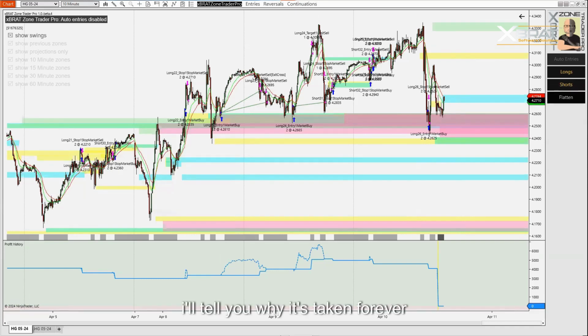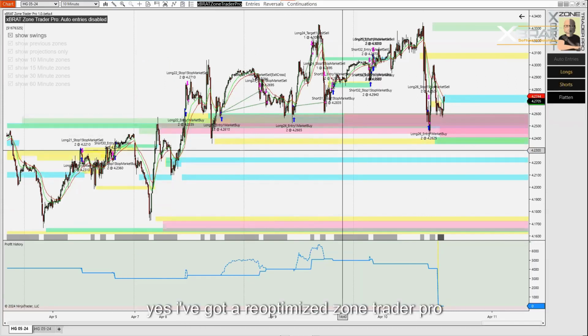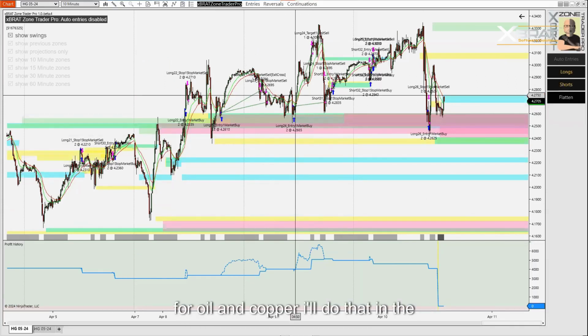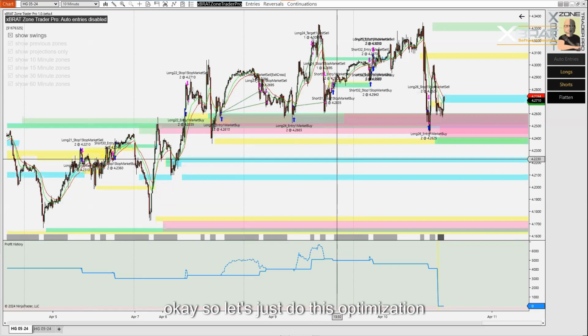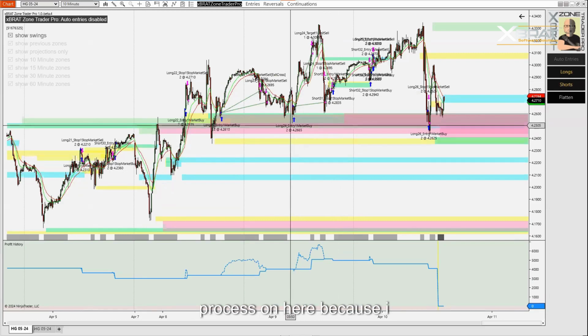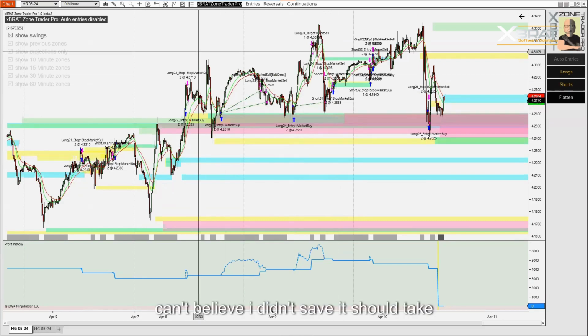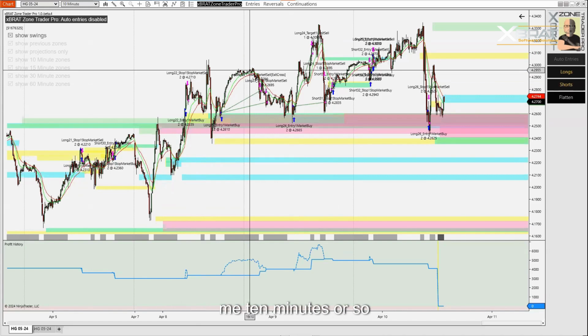I'll tell you why it's taking forever. I had it on 1,000 days. Yeah, so I've got to re-optimize Zone Trader Pro for oil and copper. I'll do that in the morning because it's coming up to 9 p.m. here. Okay, so let's just do this optimization process on here because I can't believe I didn't save it. It should take me 10 minutes or so.